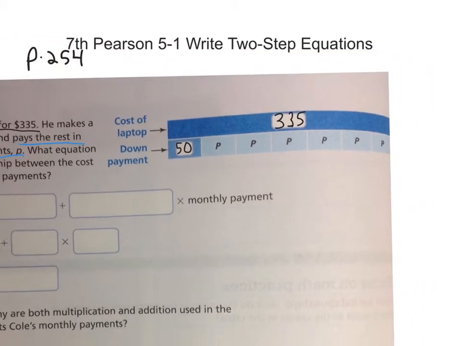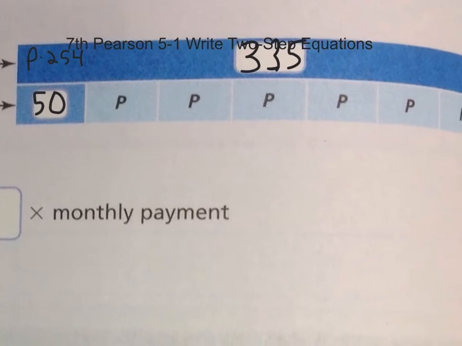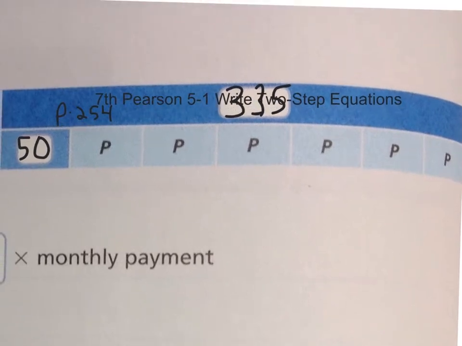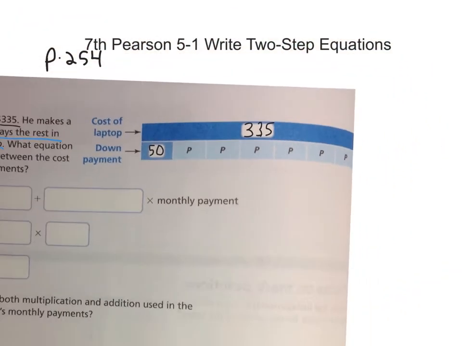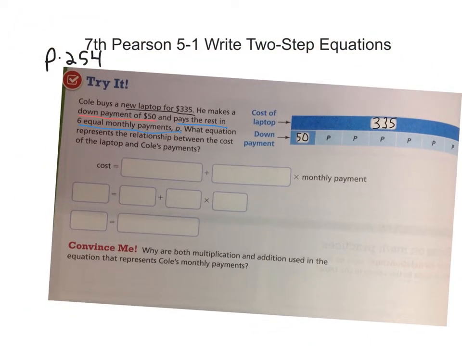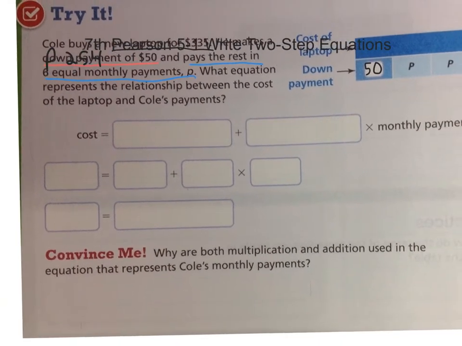All right, look then besides the down payment, you see all the letter P's here representing the different payments. Okay, and there are 6 of them because that's 6 different payments that were being made. Okay, what we can do then, we're going to translate that information into an equation here.